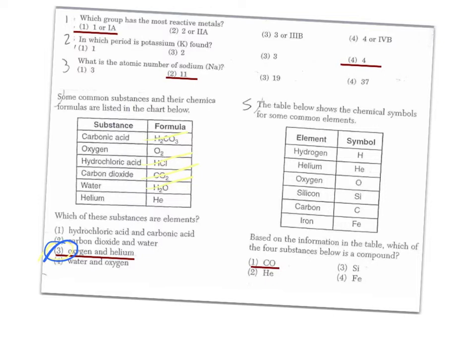The table below shows the chemical symbols for common elements. Based on the information below, which of the 4 substances below is a compound? Well, based on what we just did over there, this one would be a carbon and oxygen. That looks like this. That's a carbon attached to an oxygen. Those are 2 different elements attached to each other, so that would be a compound.